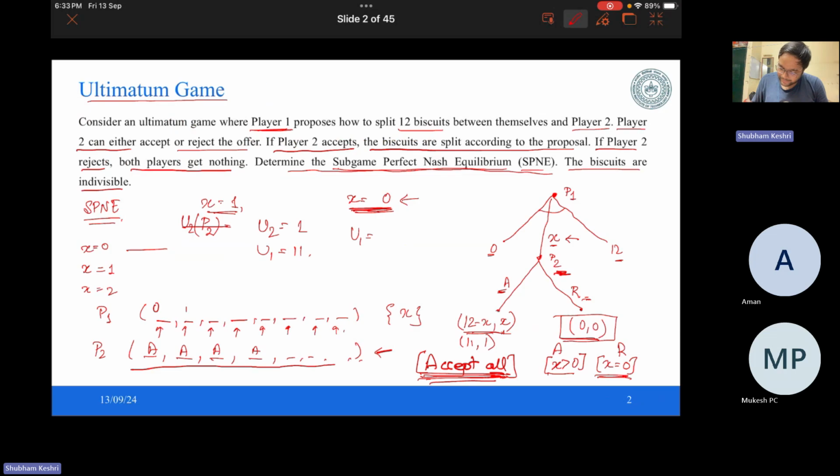In the single stage game, player one is offering 11, and the other gets 1. So the utility is coming out to be 11, comma 1. Single stage is 11, 1.